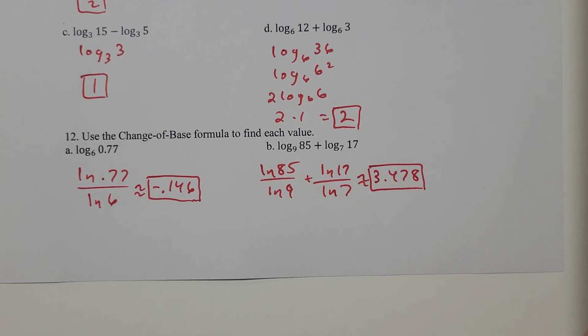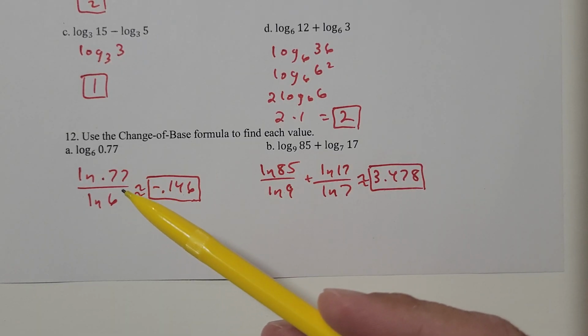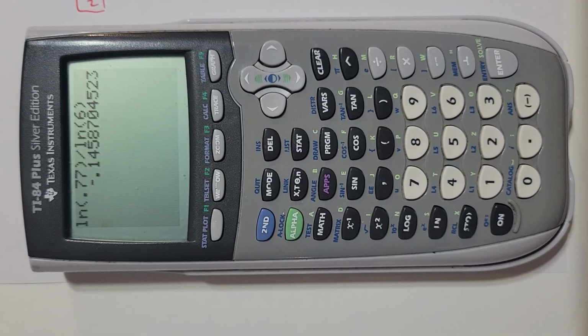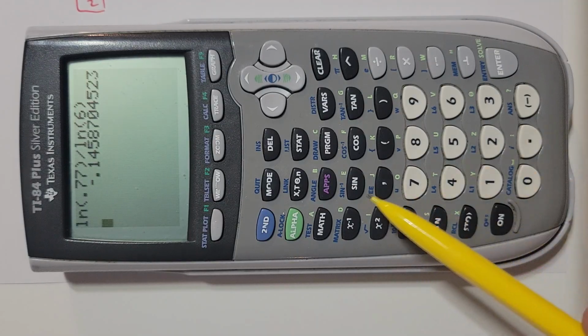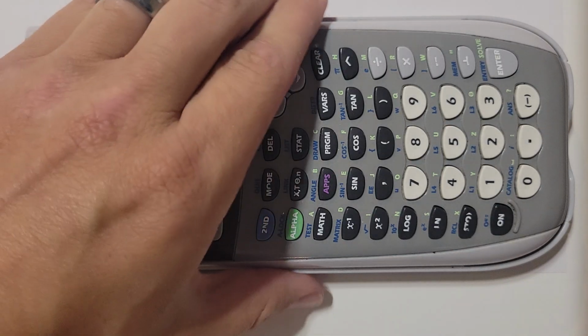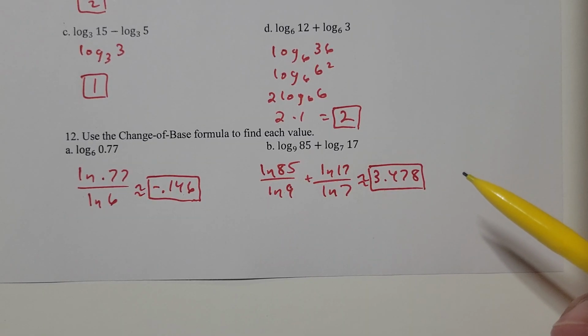Now when I change the base, I can make the new base be any number I want. Again, the idea though is that I'm going to go to the calculator because I don't have a log base 6 button where I type in the log base 6 and then I'm done, right? So I have an ln button and a log button. Let's go ahead and do part B next.